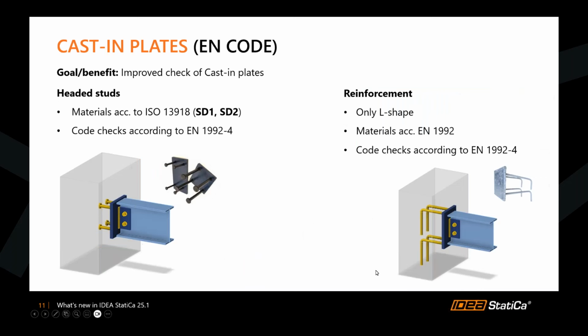And what kind of checks can you do for the headed studs? Well, you can check them according to Eurocode 1992-4, and the materials are set according to ISO 13918, meaning SD1 and SD2. And for the reinforcement, which I already mentioned is only in the L shape, materials are also defined according to the Eurocode, similarly to the code check.